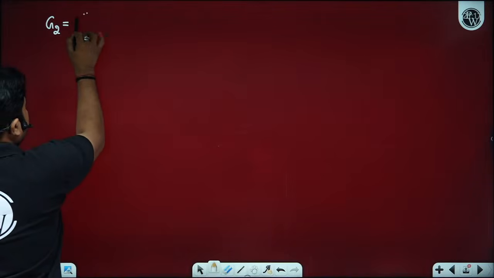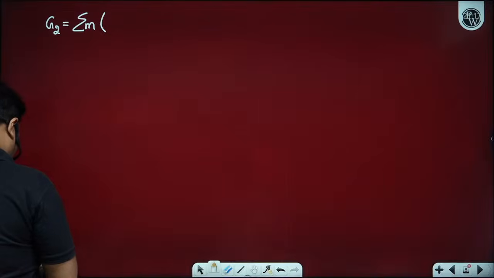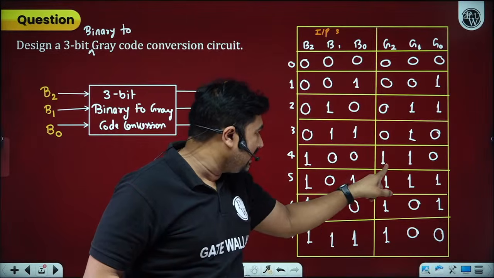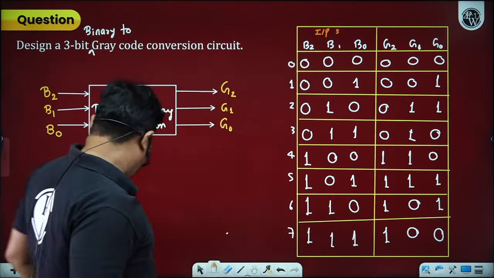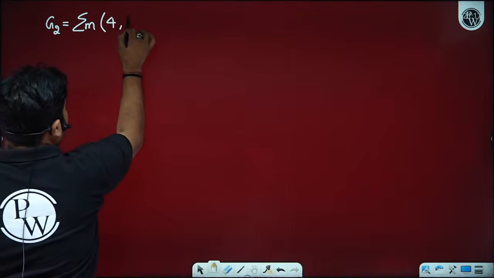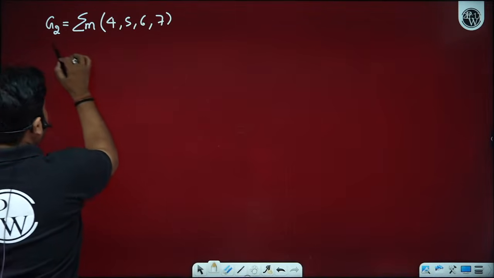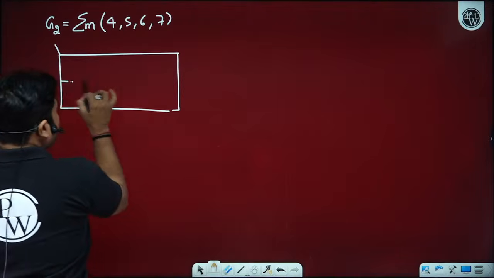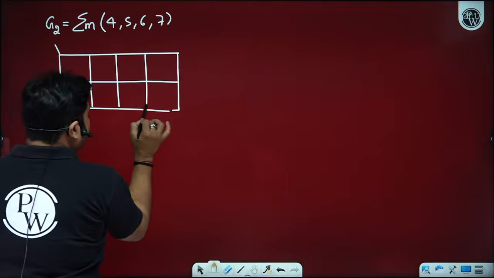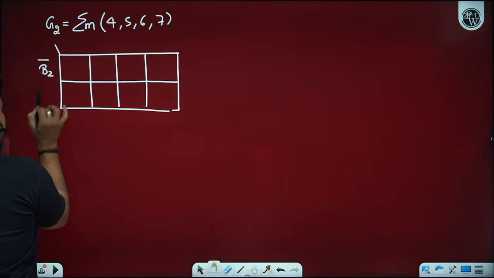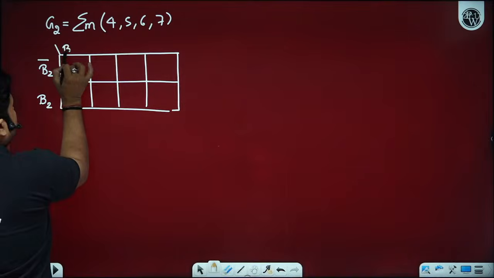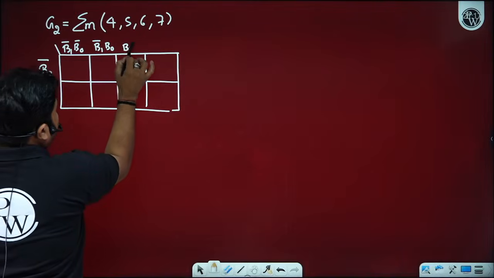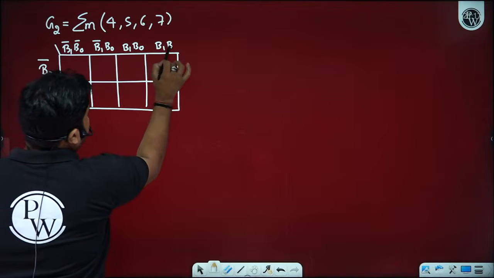If you observe G2, with B2 as the MSB and B0 as the LSB, G2 is high for 4, 5, 6, 7. G2 is high on the binary conditions of 4, 5, 6, 7, where B2 is the MSB and B0 is the LSB. So we can go with a K-map to find the minimized expression. B2 is the MSB, so I am writing in SOP form, and B0 is the LSB: B1 B0 bar, B1 B0, B1 B0, B1 B0 bar.